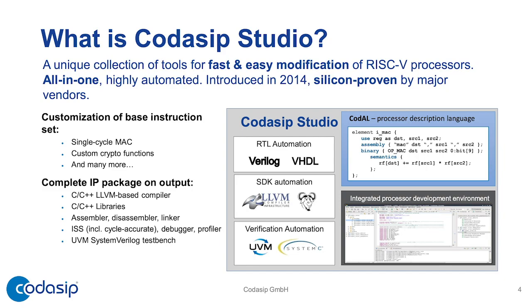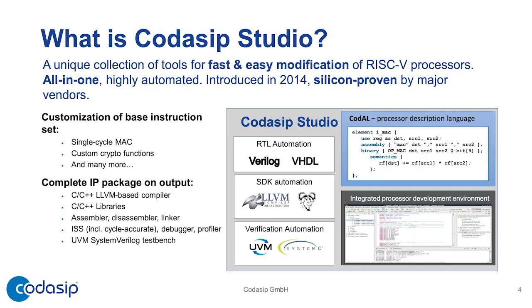So you have to have some kind of tools to help you with this kind of customization, and this is what we have as well. Studio comes with the IP, and this is a set of tools that allows you to modify the RISC-V processor. The tool itself was introduced in 2014, but is based on research that started more than a decade ago. It's proven; customers are using this tool to develop RISC-V cores, so it's in use already.